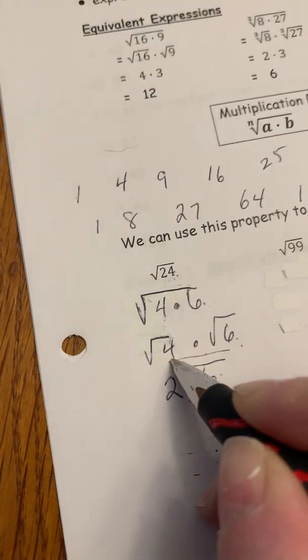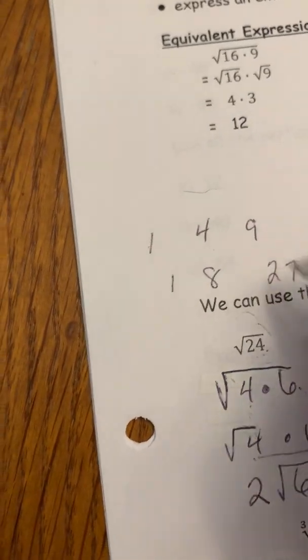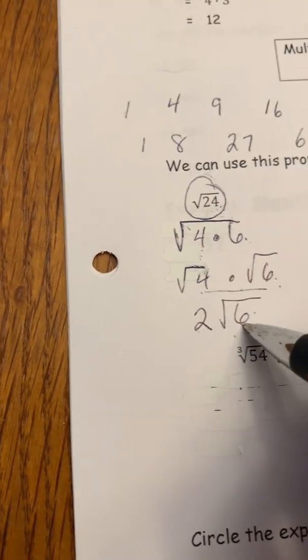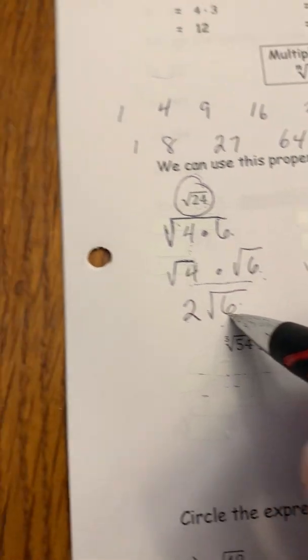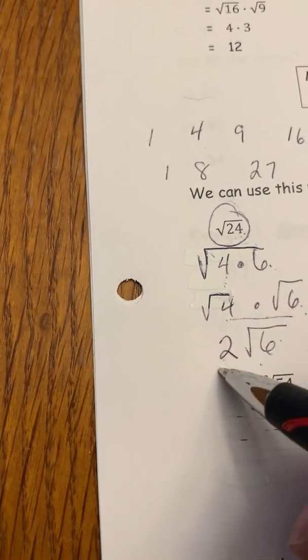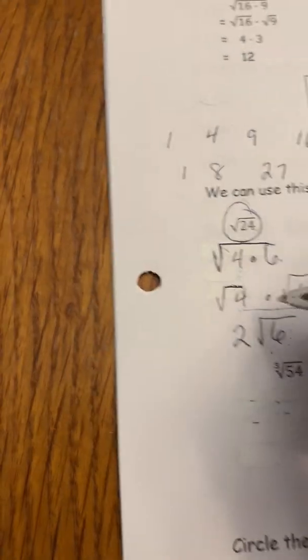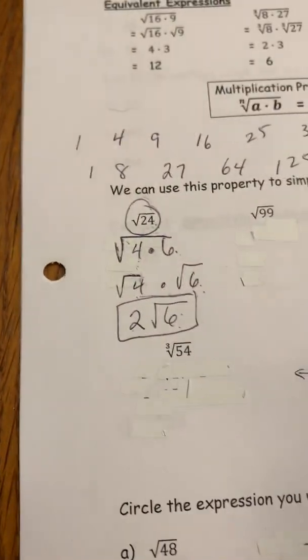And what we get for an answer, this was an entire radical, remember? That's what we called that, an entire radical. And now we've answered it as a mixed radical. 2 root 6, that's how we'd say that. So this is the coefficient, the index is 2, and we're left with 6. So that's the answer. And we're going to come back to that in a minute.